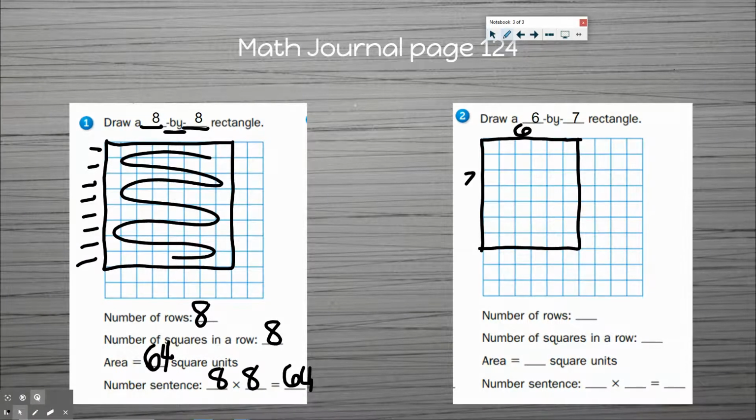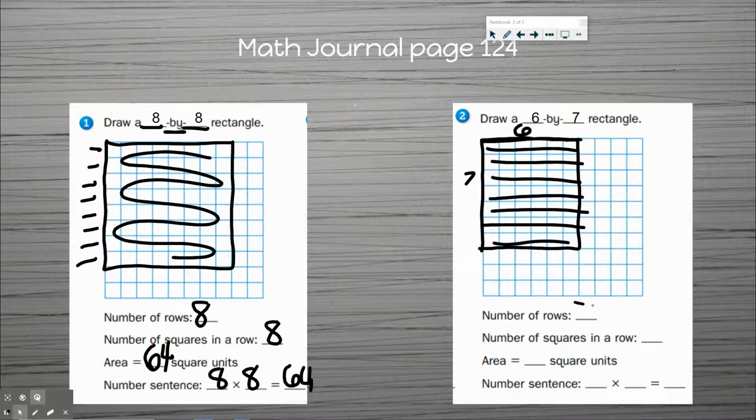All right, so you should have drawn a 6 by 7 rectangle. So going across is 6, going down is 7. When I go to fill this in, how many rows do I have? You should have said 7 because there are 7 rows. How many squares are in each row? You should have said 6 because there are 6 in each row. Now, find the area by counting the squares. You should have found that there were 42 squares. And what is the number model that represents this picture? You should have said 7 times 6 equals 42.